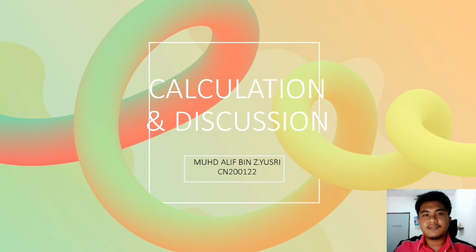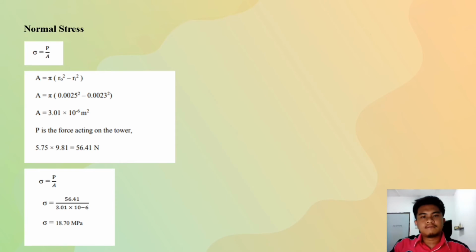Assalamualaikum. I am Muhammad Ali bin Zaid Yusri with metric number CN200-122. We'll continue the calculation part and discussion with the readings of the mentioned table. We can calculate the normal stress acting on each of the straws, and we get the theoretical normal stress acting on each straw by using this formula. And we got the stress value of 18.70 megapascal.